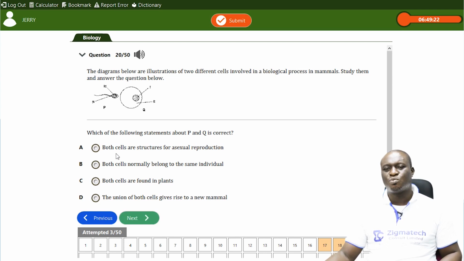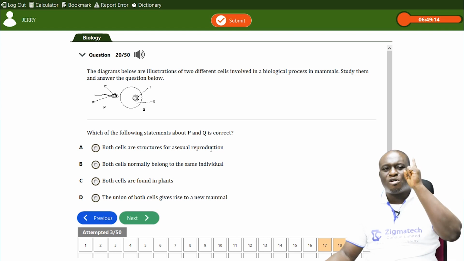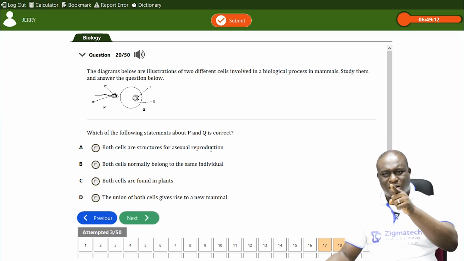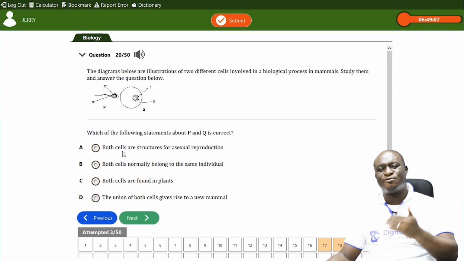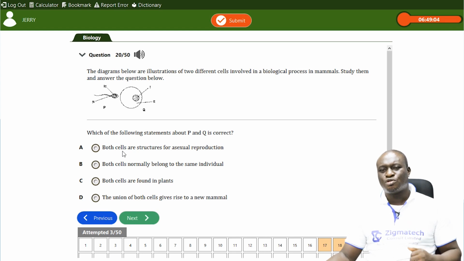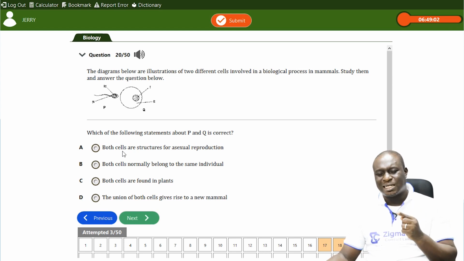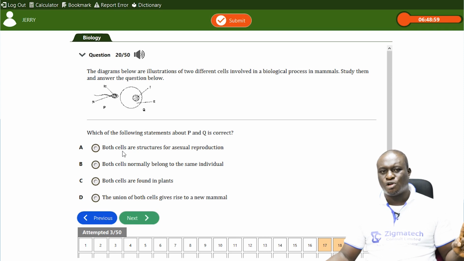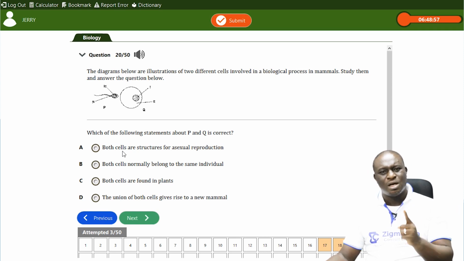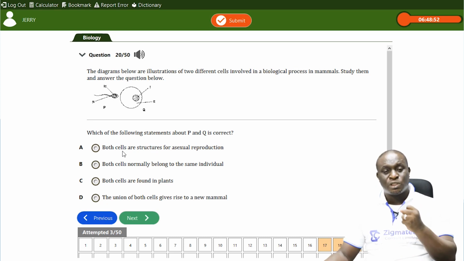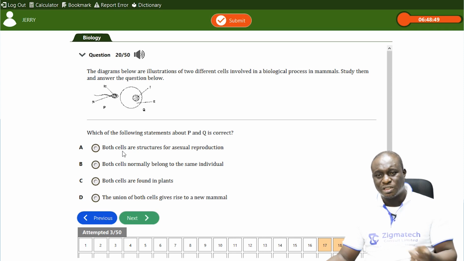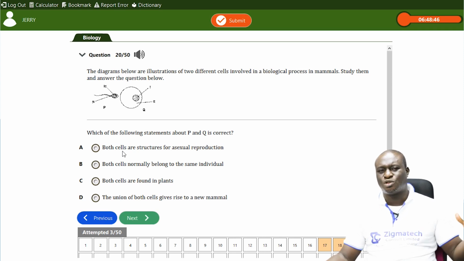Now, option A says both cells are structures for asexual reproduction. I told you that asexual reproduction involves only one parent cell. And of course, what we can see here is two parent cells producing two different sex cells. And I also told you that in terms of asexual reproduction, there is no production and no union of gametes. No production of sex cells, no union of sex cells. But here in this question, there is a sex cell, both male and female sex cells. So option A is totally out of the question.